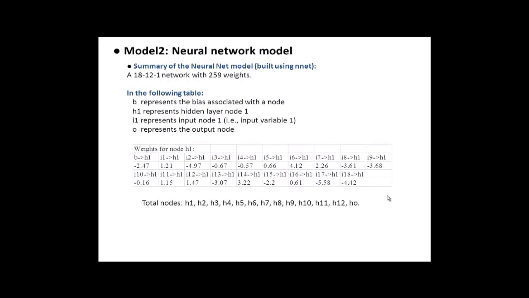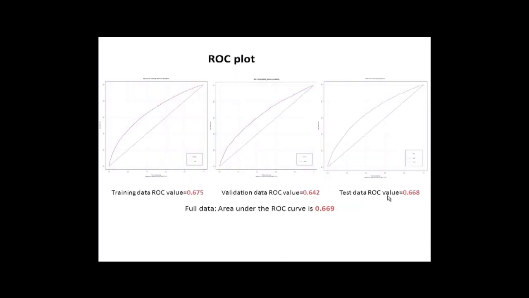Now let's look at the ROC curves for the neural network model. Looking at the ROC plot for the neural network model, here again we see that the training data set, validation data set, and test data set have very close ROC values. Also, the ROC curve for the full data set is very similar to what we have above. So we can say that the model is accurate. If we had huge variation between these values, we would have reconsidered or remodeled by excluding certain variables.